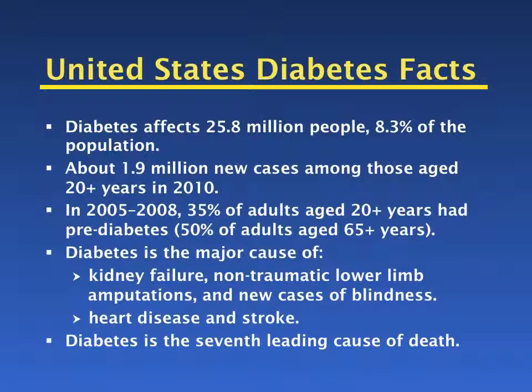Diabetes is a leading cause of kidney failure, non-traumatic lower limb amputations, and new cases of blindness among adults in the United States. Diabetes is also a major cause of heart disease and stroke. Finally, diabetes is the 7th leading cause of death in the United States.